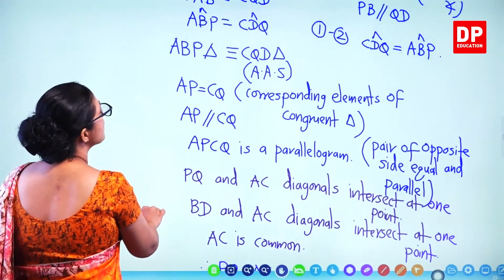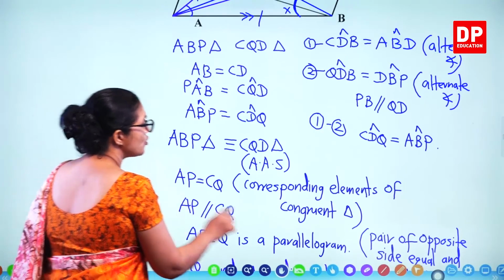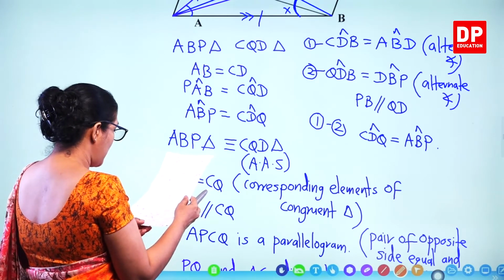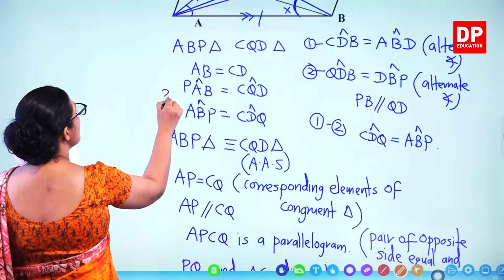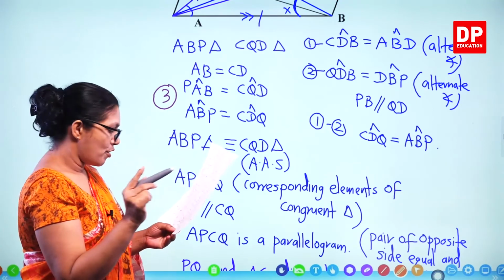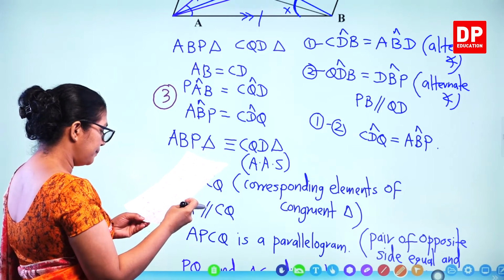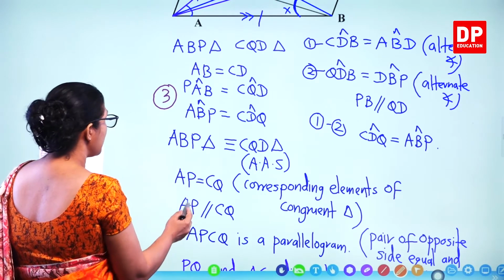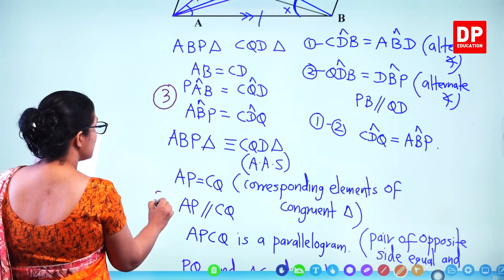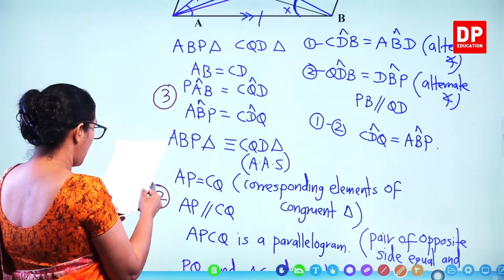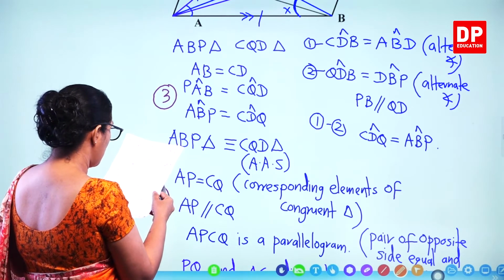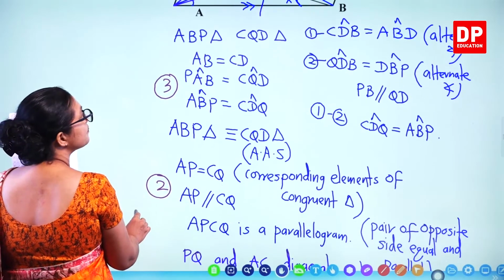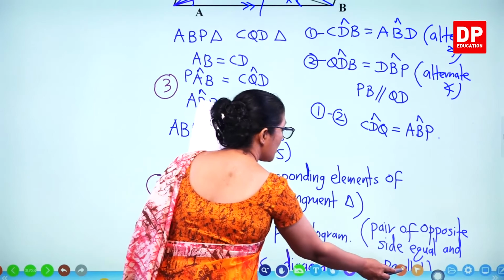So how many marks? 10 marks altogether. We'll see how we can separate those marks. So we can give 3 marks for showing these two triangles are congruent, and then we can give corresponding elements are equal and parallel. So this is 2 marks, and pair of opposite sides are equal and parallel. That's a parallelogram. 2 marks. And here we have to give 2 marks for that also.